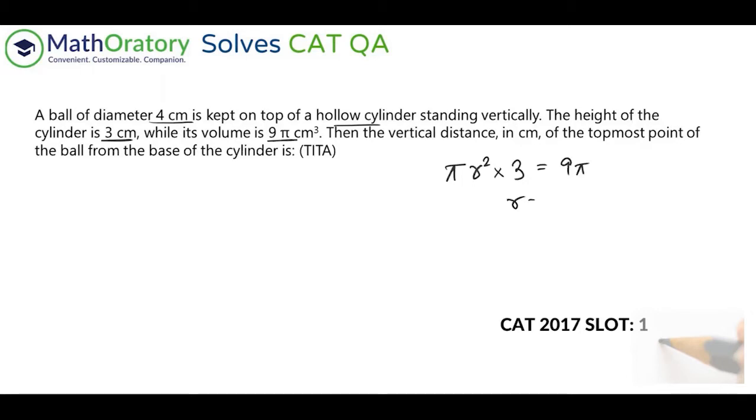R squared is 3, so R is root 3. Okay, anyhow, no problem. So the base radius of the cylinder is root 3, right? And the ball has a diameter of 4. So this is for the cylinder, by the way.